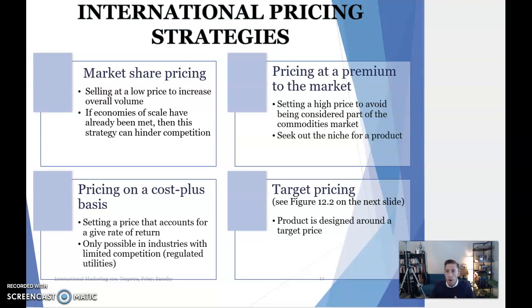Pricing at a premium, obviously premium, you want to price higher than others. And you want to be a standout product. So if I'm buying the Porsche versus a Nissan, right? Those are two very different market buyers. JCPenney, for example, is different than a Bloomingdale's buyer.